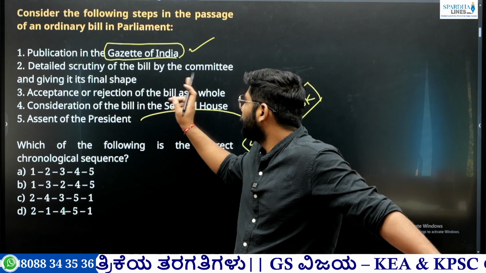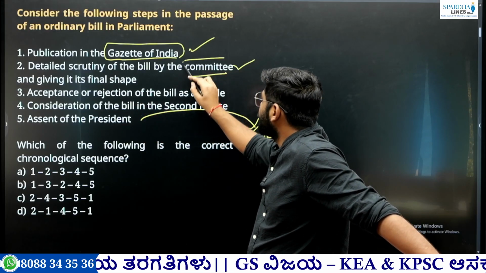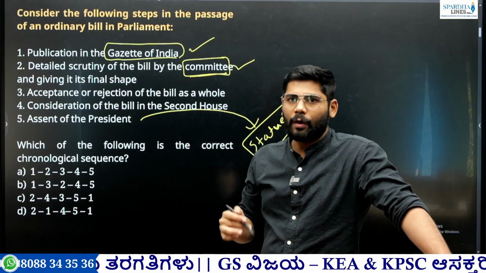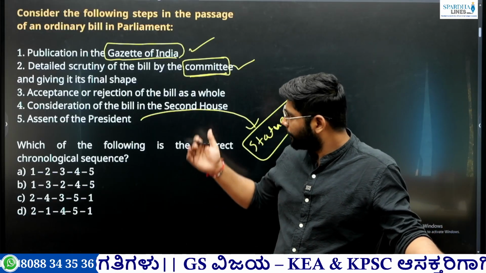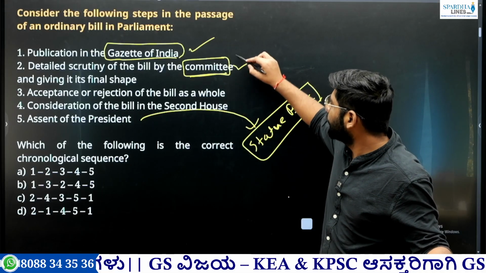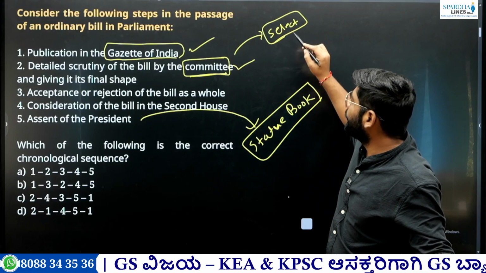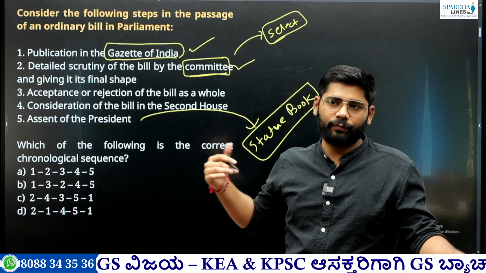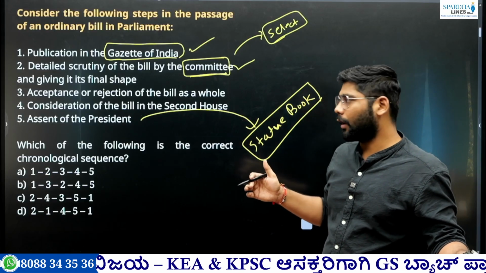Second, detailed scrutiny of the bill by the committee and giving it its final shape. Yes, this is the second stage, because after introduction, the house will decide whether to go with the bill or refer it to the committee. There are two kinds: the select committee, and the joint committee. Okay, the committee constituting both houses. We'll see that when we cover the parliamentary committees.